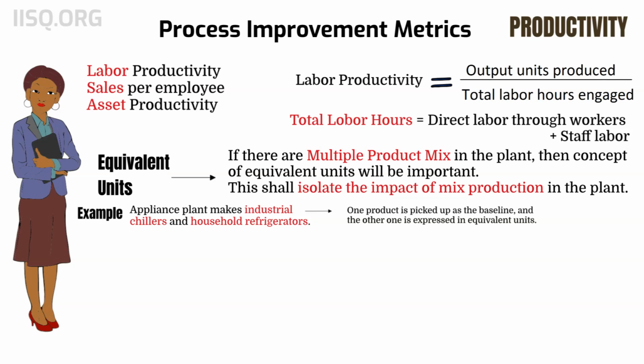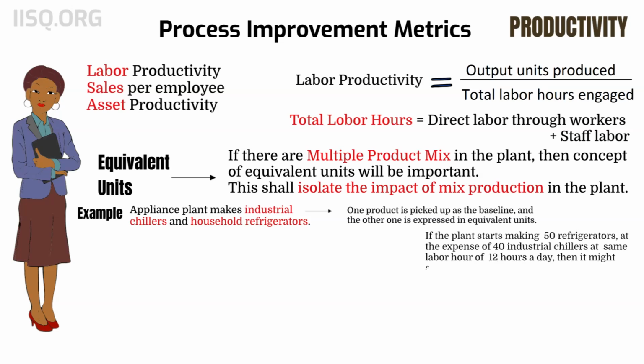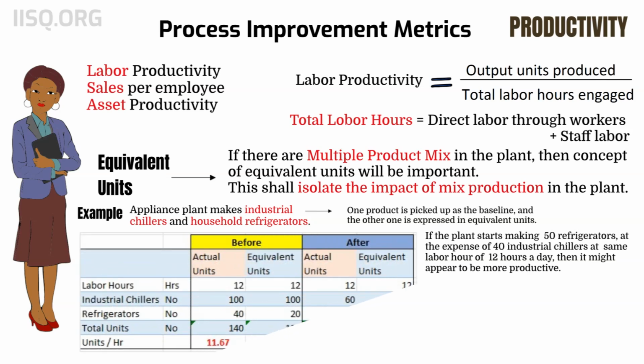The standard labor content is 2 hours for an industrial chiller and 1 hour for a refrigerator. For calculation of equivalent units, one product is picked up as the baseline, and the other one is expressed in equivalent units. If the industrial chiller is 1 unit, then the refrigerator is half a unit. So production of 4 industrial chillers and 2 refrigerators is equivalent to 5 equivalent units.